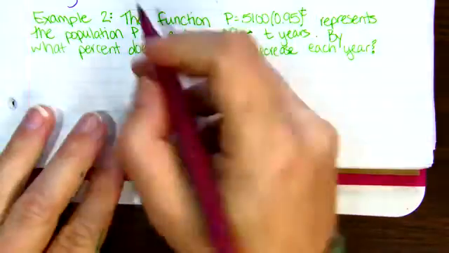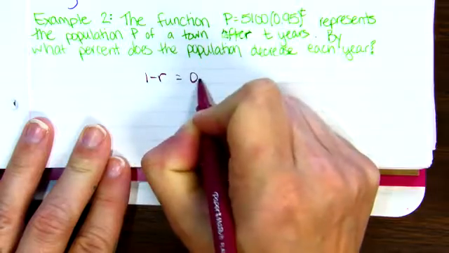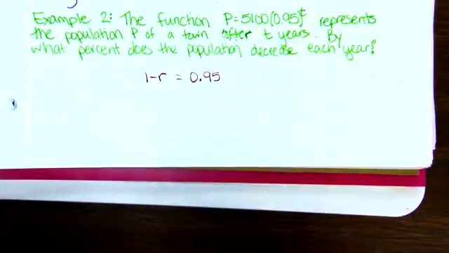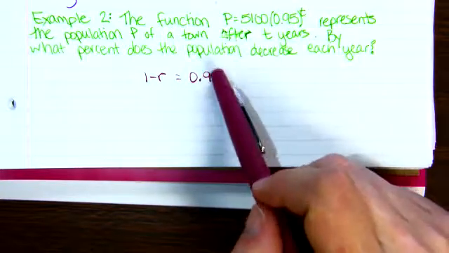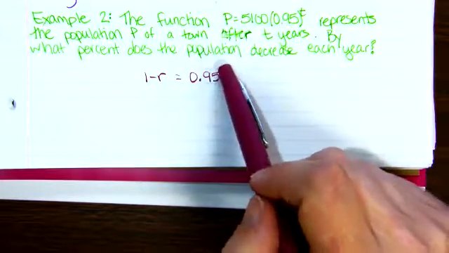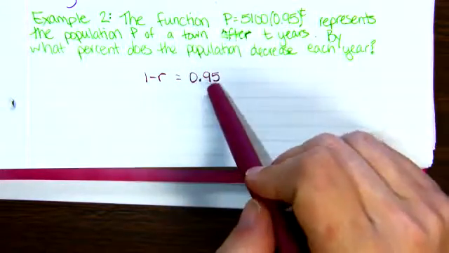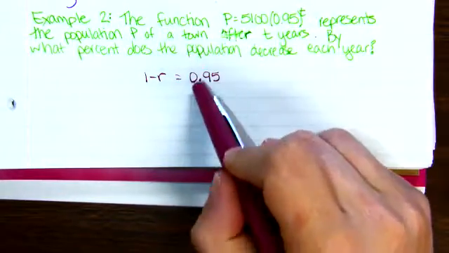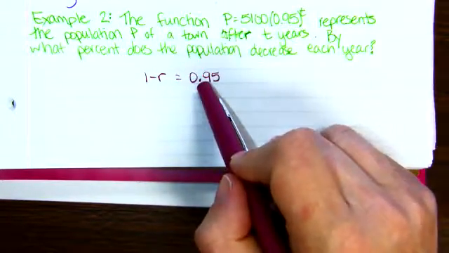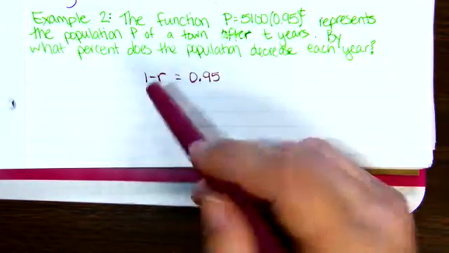And remember, our decay factor looks like this, 1 minus r. And we know that that equals 0.95. If we think about this as a percent, what this is saying is that every year, 95% of the population is sticking around. So if the actual population is at 95% of the year before, then we must be losing 5%.